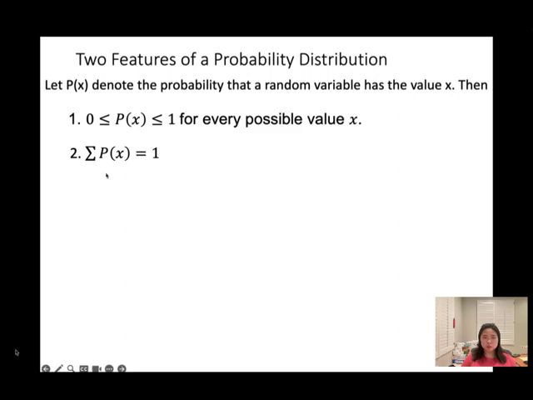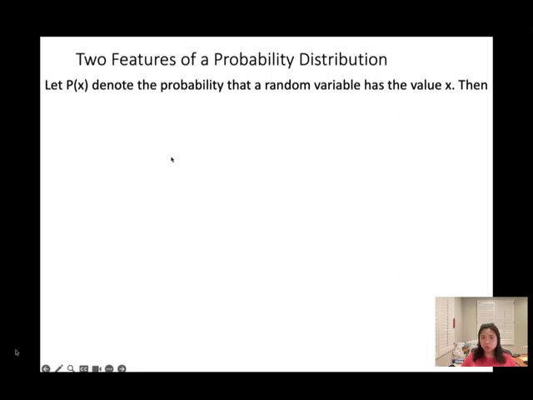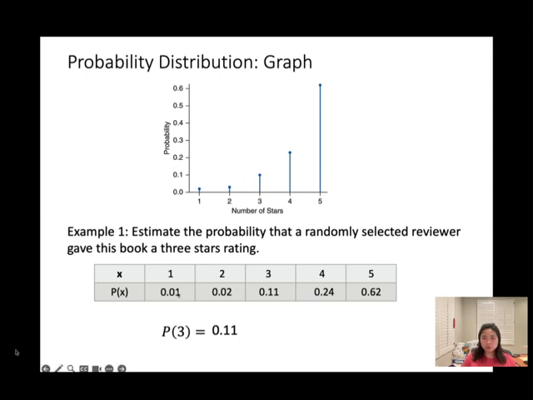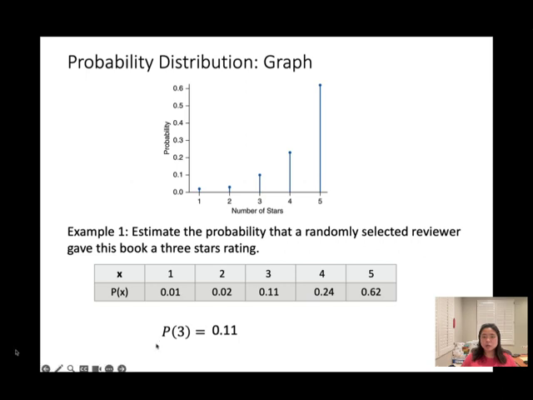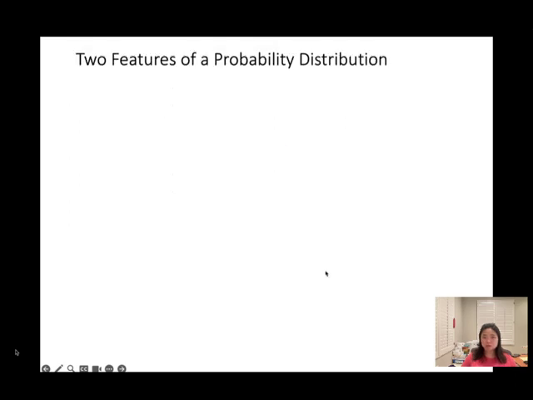Second, when you add up all the probabilities, it has to be equal to 1. So you could try adding up all the probabilities here. It has to be equal to 1. Okay? So these are the two requirements. And actually, there's one more, and I don't think they stated it in here. The outcome has to be numerical. So this is the numerical probability distribution. The outcome has to be numerical.